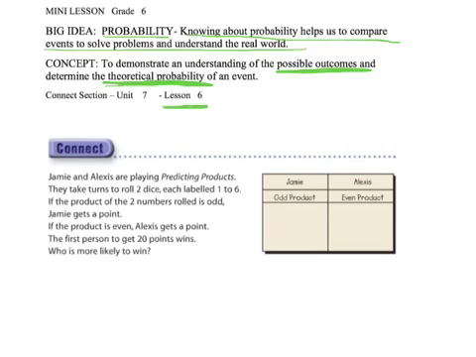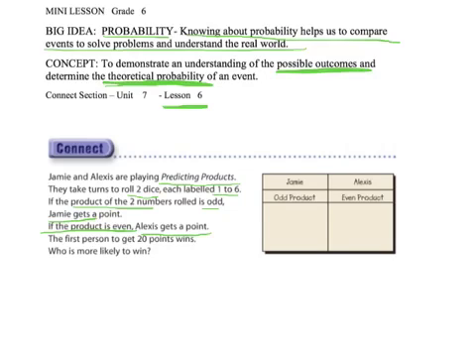This is lesson 6 in your unit. All right, we have Jamie and Alexis, who are playing predicting products. Products, remember, are the answer after multiplication. So they are taking turns to roll 2 dice. Each is labeled 1 to 6. If the product of the two numbers, so when they multiply them, is odd, Jamie gets a point. If the product is even, Alexis gets a point. The first person to get 20 points wins. Who do you think is more likely to win?